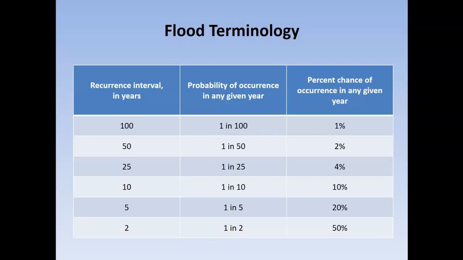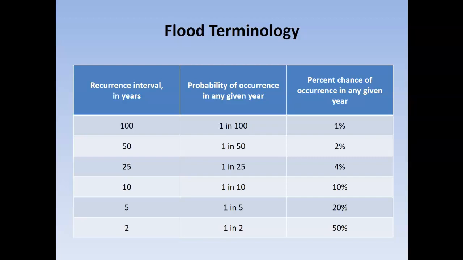We can also do probabilities. What's the probability of that size, that 10,000 CFS flood? What's the probability of it happening this year? Oh, it's 1 in 25. So it means there's a 4% chance of it happening this year. So we can do both these things, the recurrence interval and the probabilities.